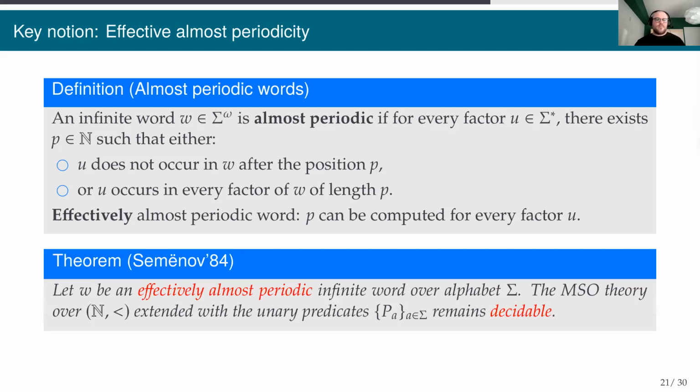And this indeed is the key notion, due to a result of Semenov. If you have an infinite word that is effectively almost periodic, then the MSO theory over the naturals, extended with the unary predicates corresponding to the letters of your word, remains decidable. Right. Okay. So what we need to do is show that our characteristic words are effectively almost periodic.